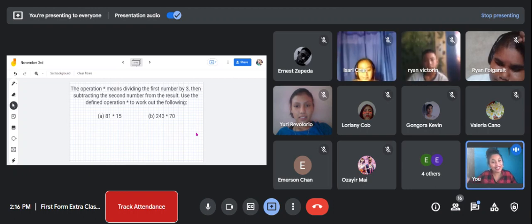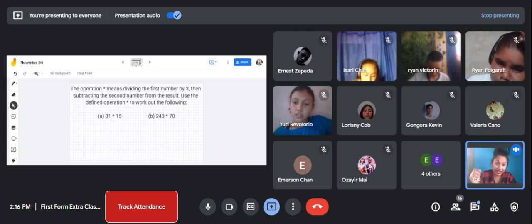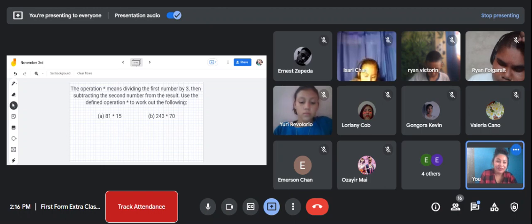They're big numbers now, see, 243 and 70, but we're going to do the same thing. It doesn't matter what numbers they give us. Once we follow the steps, we can do these problems very easily. This question says that the operation of the asterisk means dividing the first number by 3. I know you guys love division. Division is the easiest thing to do. So the first number divided by 3, and then I'm going to subtract the second number from the answer that I get. So let's do this.